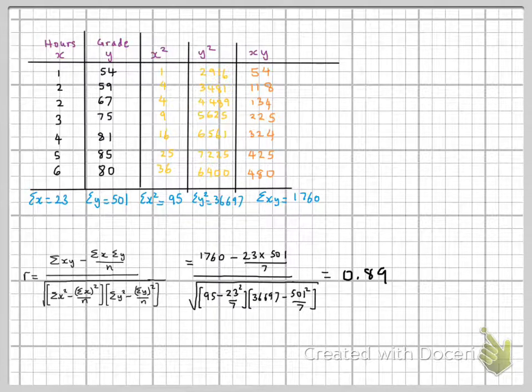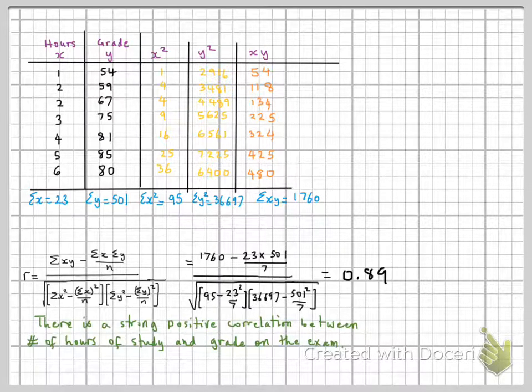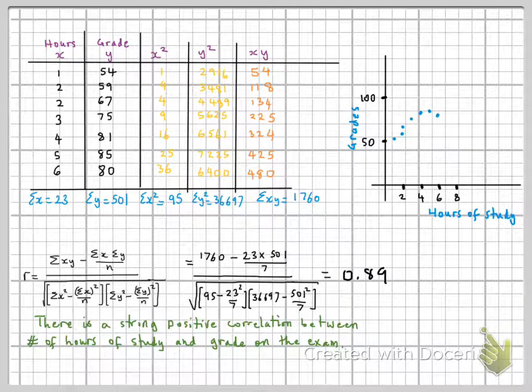I hope that's what you have, which implies that there's a strong positive linear relationship between the number of hours of study and the grade earned on an exam. And if you want to plot the points on the x and y axis, there, look at that. You can see the hours of study and the grades, and you can see the points. The more you go to the right, the higher they seem to be getting on the y-axis. So that confirms that there's a strong correlation here.